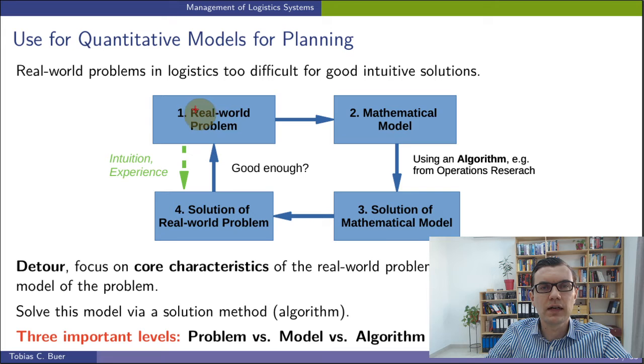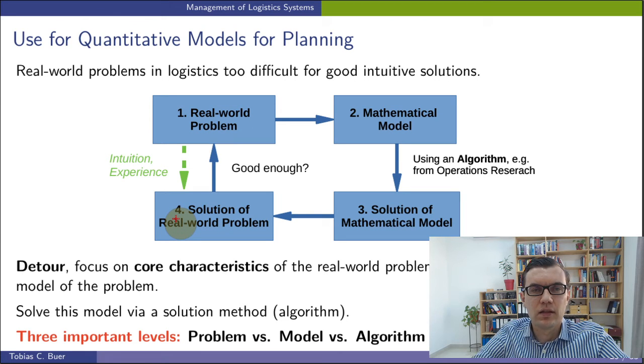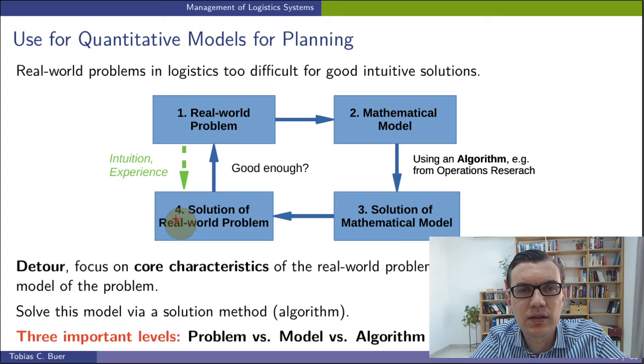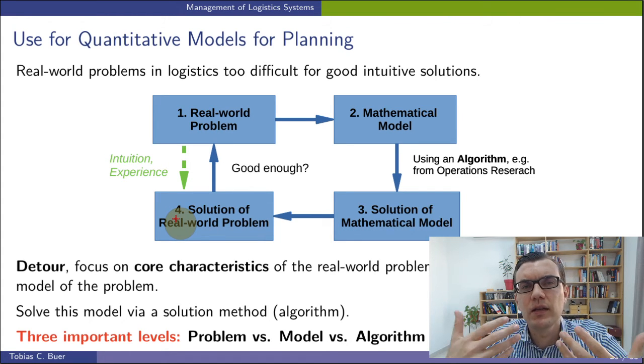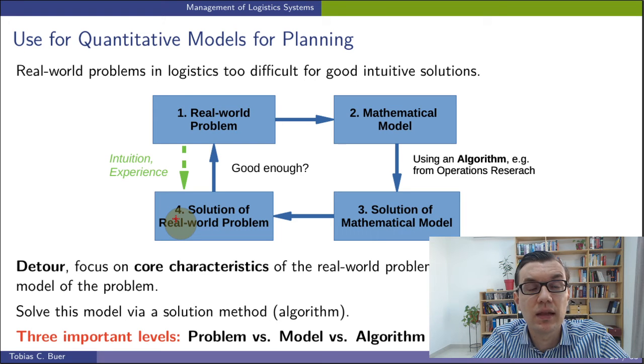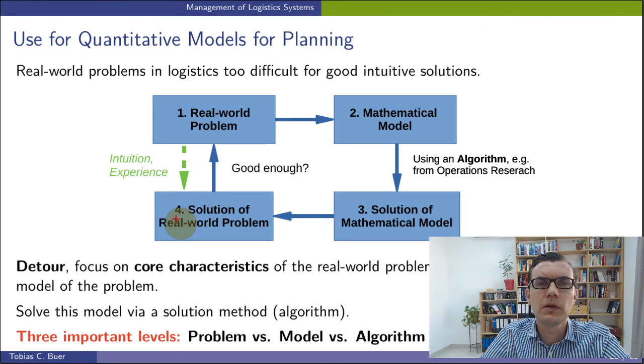So you go directly from the real-world problem that you recognize to the solution of the real-world problem. Sometimes in everyday decisions, this is a very good approach. It does not require a lot of time, and the solutions are often acceptable. However, the more complicated the real-world problem becomes and the less experience we have with this real-world problem, the more effort we should put into solving this real-world problem.